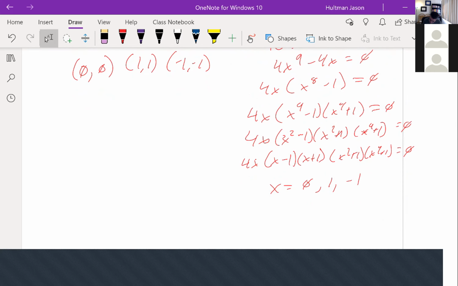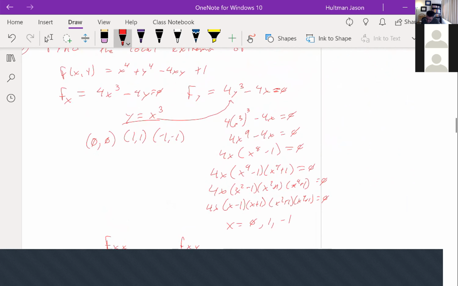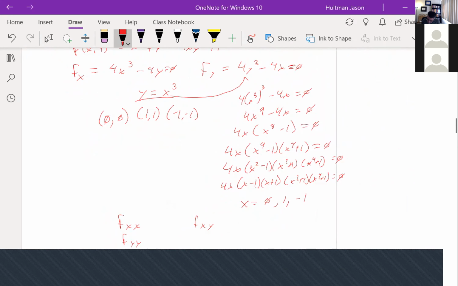Let's look at f sub xx, f sub yy, and f sub xy. Before we had f sub x was 4x cubed minus 4y. Let's take the partial again with respect to x, and what do we get? We get 12x squared.